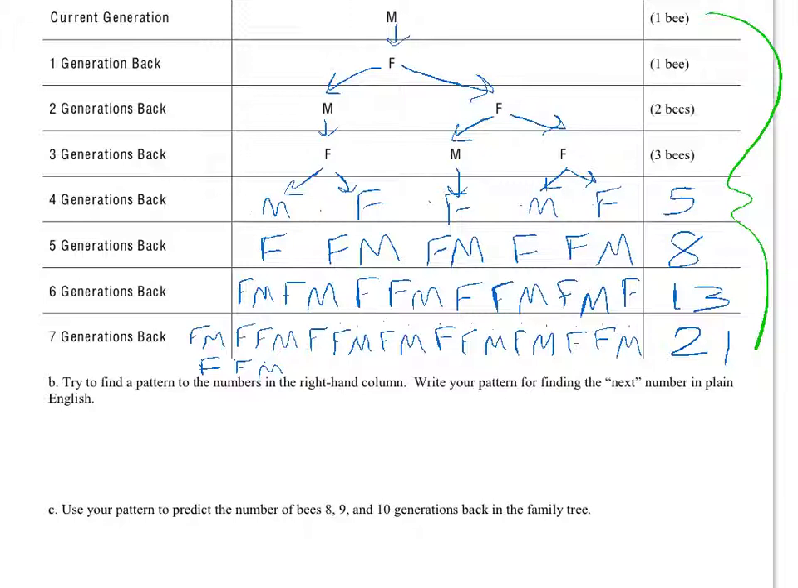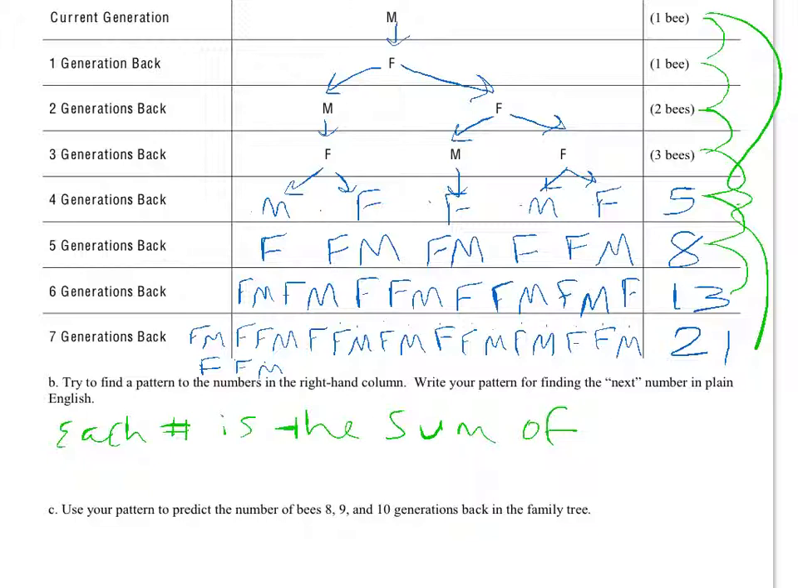So hopefully you've seen that each number in the list is the sum of the two numbers before it, right? 1 and 1 makes 2, and 1 and 2 makes 3, and 2 and 3 makes 5. And 3 and 5 makes 8, and 5 and 8 makes 13, and 8 and 13 makes 21. So each number is the sum of the two before it.